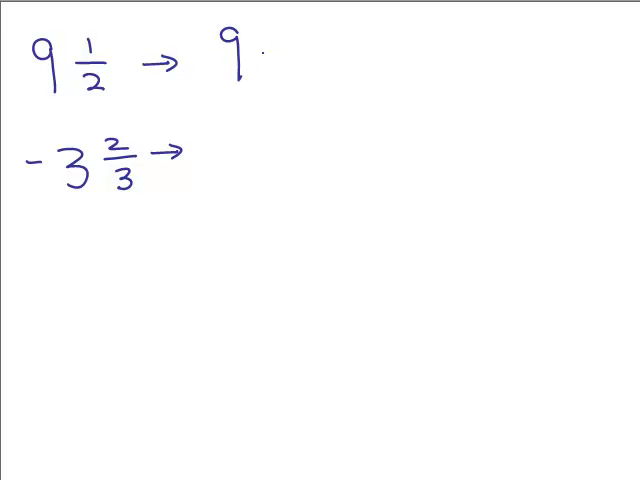Let's do a problem where we have to get a common denominator as well. So let's take 9 and 1/2 minus 3 and 2/3. All right. I don't know if I'm going to have to borrow or not. You can't tell until you get a common denominator. So the first step here is to write each of these with a common denominator if you're going to keep them as mixed numbers. So I have to decide what the common denominator is for 2 and 3. Hopefully everybody's with me on that.